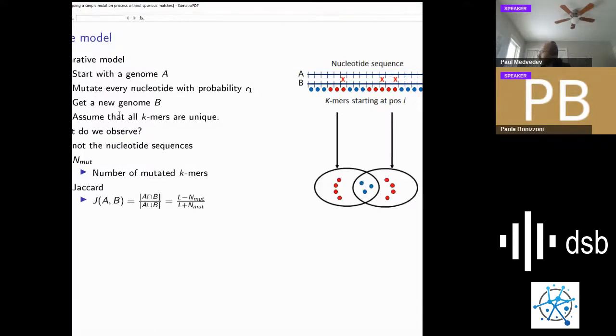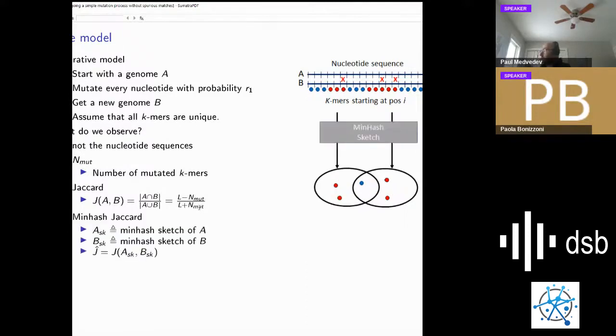But we might observe other things. For example, we might observe the Jaccard similarity between the kmers of A and the kmers of B. If you recall, this is just the number of shared kmers divided by the number of total kmers. And in this model, where the number of kmers in both sequences stays the same because we don't have any indels, the only way to create non-shared kmers is through mutations. In this model, the Jaccard can be written as L, which is the number of kmers, minus the number of mutated kmers, over L plus the number of mutated kmers.